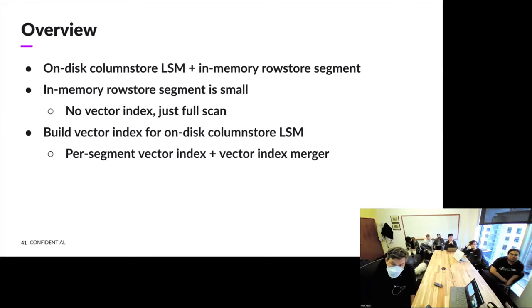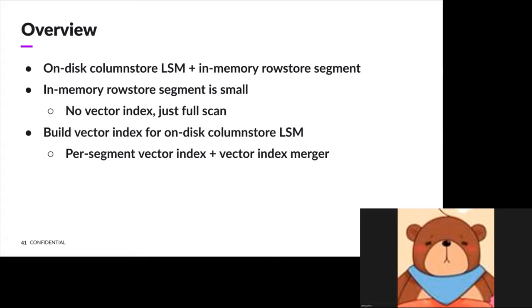Basically, the idea is we build an index for each segment and we have an index module. We are using the vector index as a black box. We don't care about the internal workings of the vector index. Because the in-memory row store segment is very small, we don't need to build a vector index there, and we can just rely on brute force search. We only build vector index for the on-disk column store LSM. In particular, we start by building vector index for each segment, and use a background vector index module to merge several small per-segment vector indexes into one larger cross-segment vector index on multiple segments.